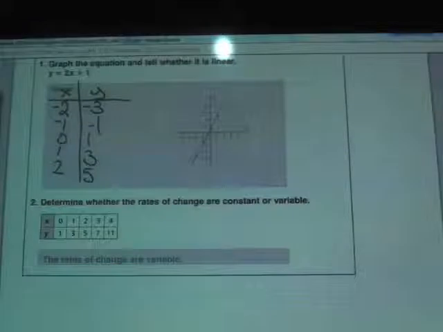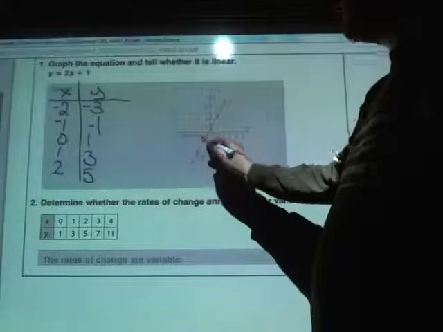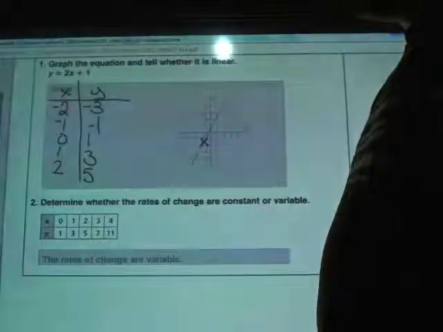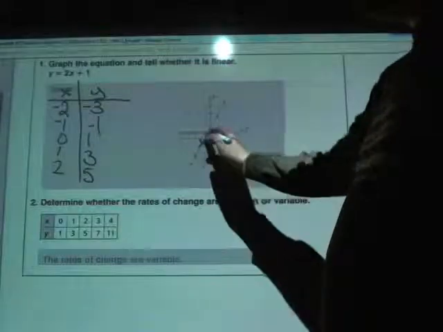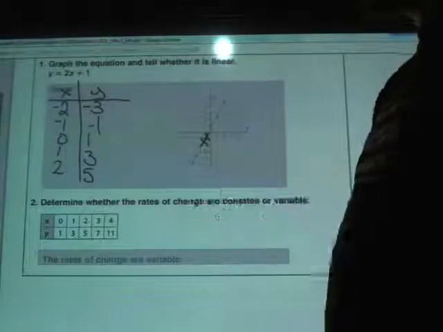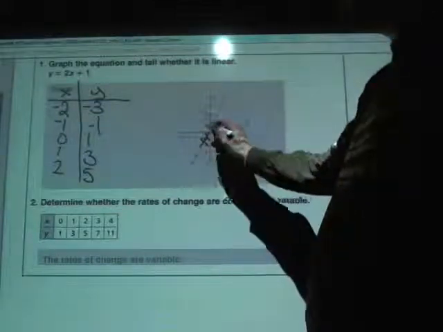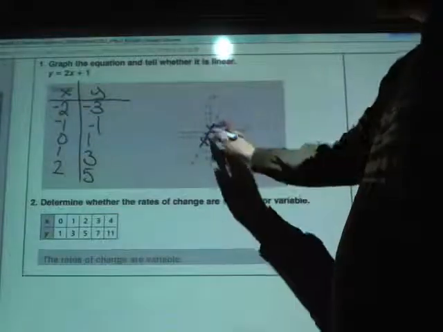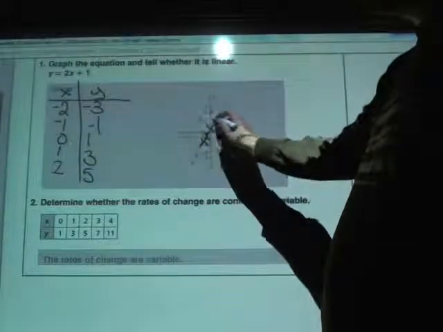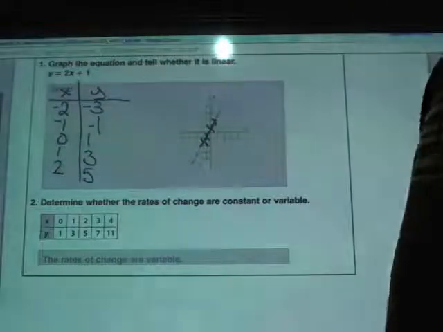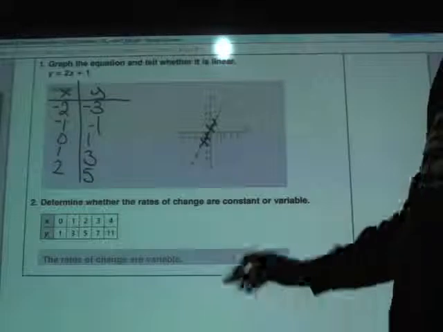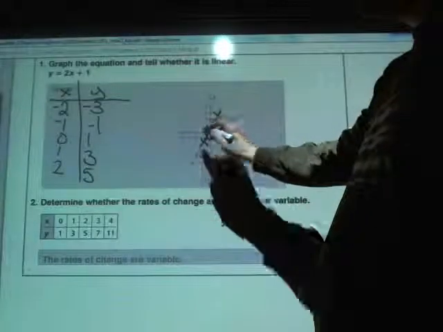-2, -3, left 2, down 3, put a dot. That's this guy right here. -1, -1, left 1, down 1, put a dot. Notice that's right on top of my line as well. 0, 1, which is this point right here. 1, 3, I'm going to go right 1, up 3, put a dot. That's also right on top of my line, even though they didn't plot that. And 2, 5, right 2, up 5, put a dot.